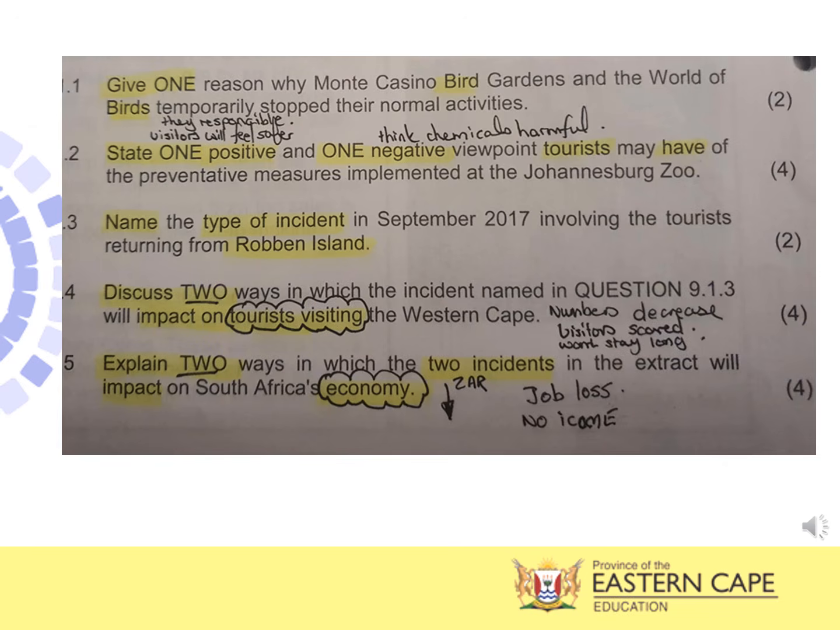A mistake learners often make is not reading properly. In this example, at question 4, they are asking the impact on the tourist, and in question 5, the impact for the economy. Be specific when discussing these 2 different elements.